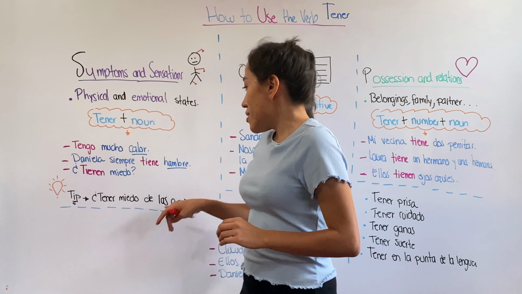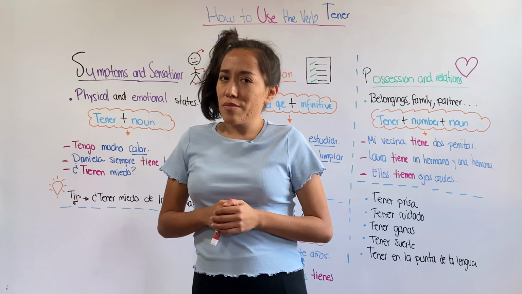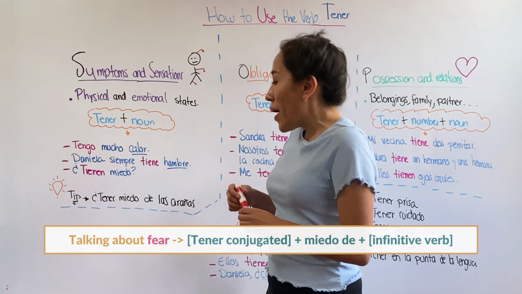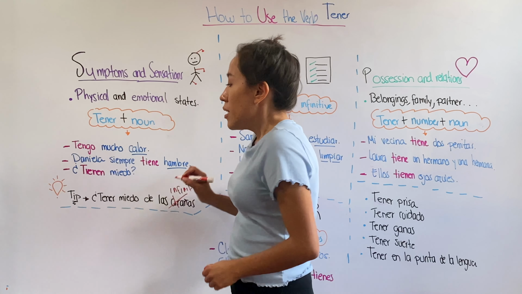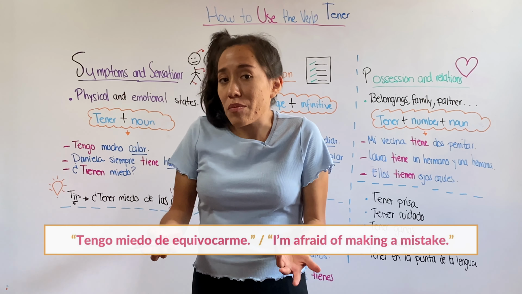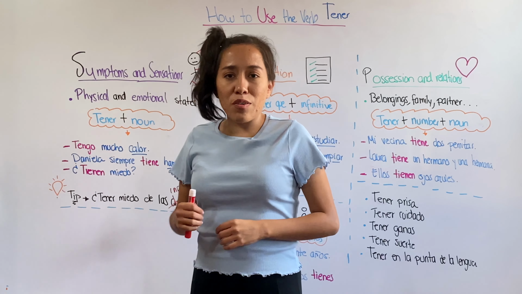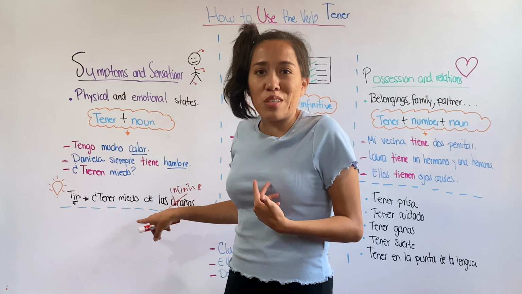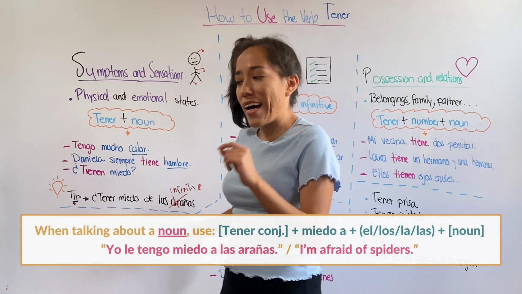Now, let me ask you this. Does the sentence tener miedo de las arañas sound right to you? Let me give you a quick tip. We can use tener miedo de, but we use it with an infinitive verb. For example, tengo miedo de equivocarme. I'm afraid of making a mistake. You can also use tener miedo a with a noun when you're describing something that is making you scared. For example, if I wanted to say this correctly, I would say, le tengo miedo a las arañas.